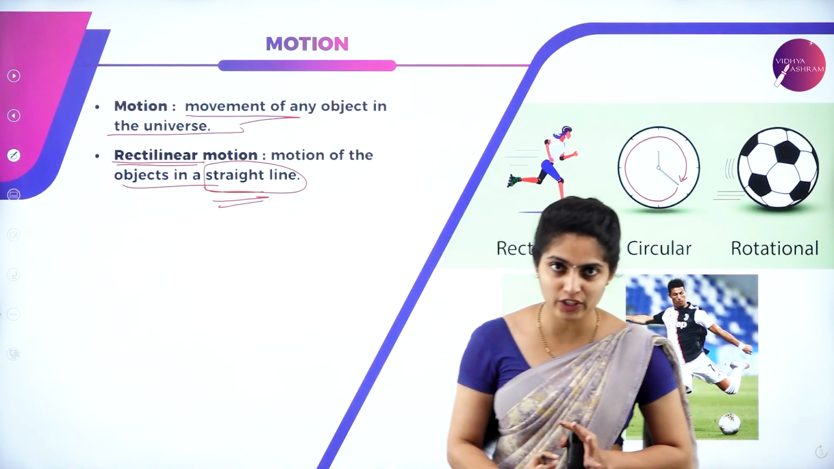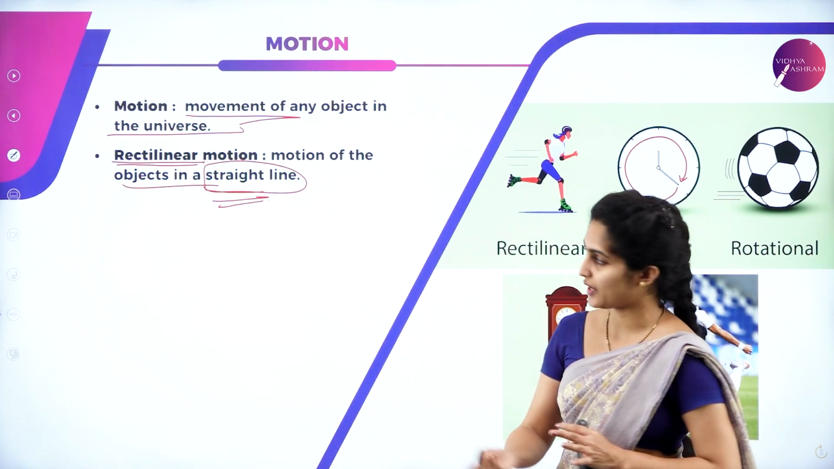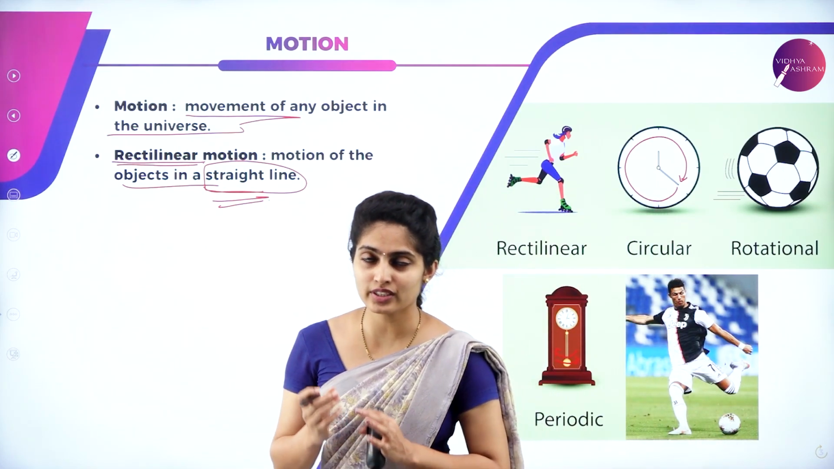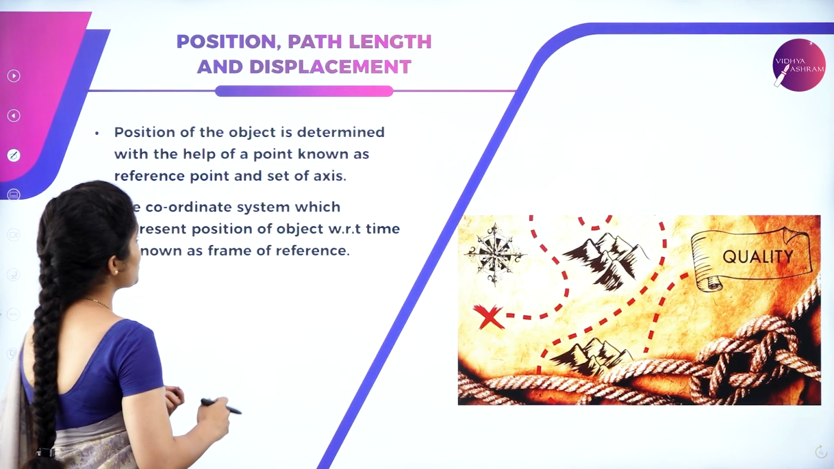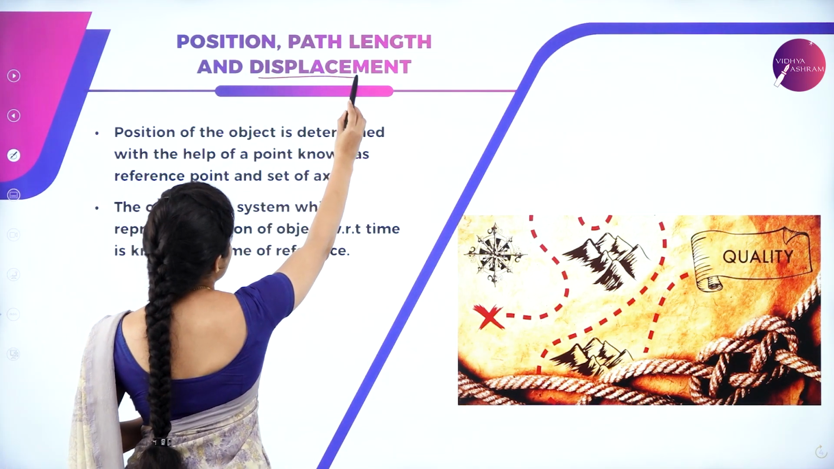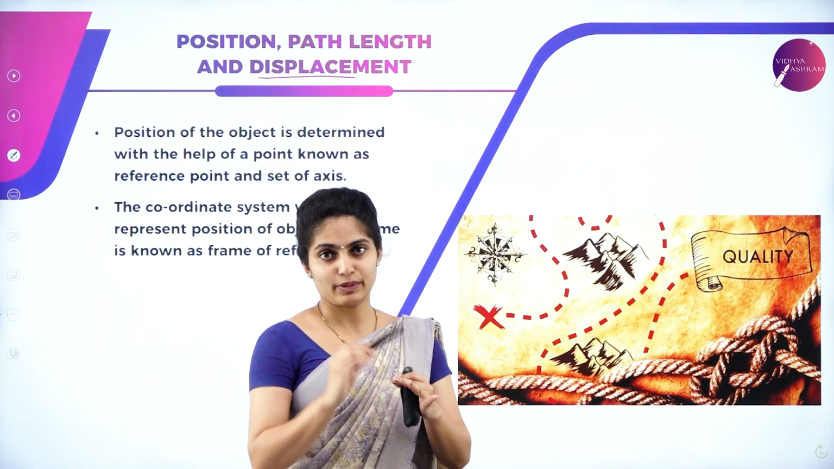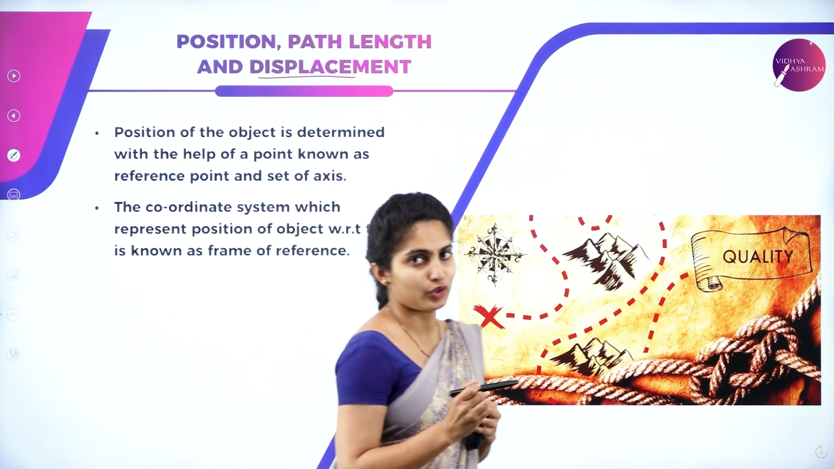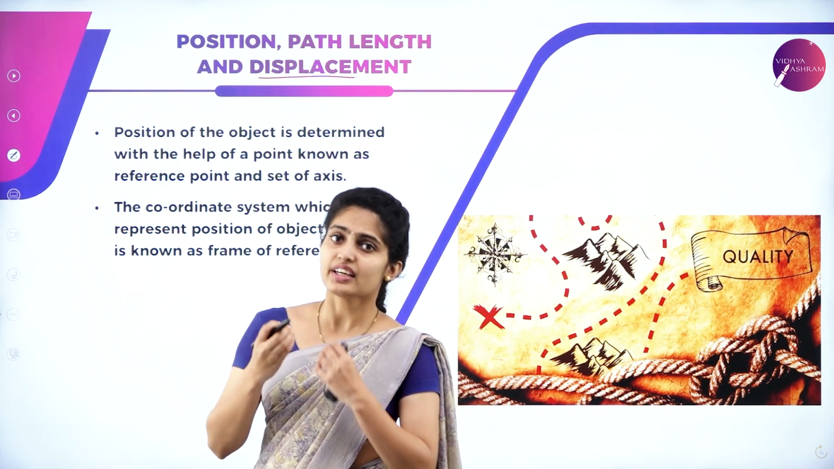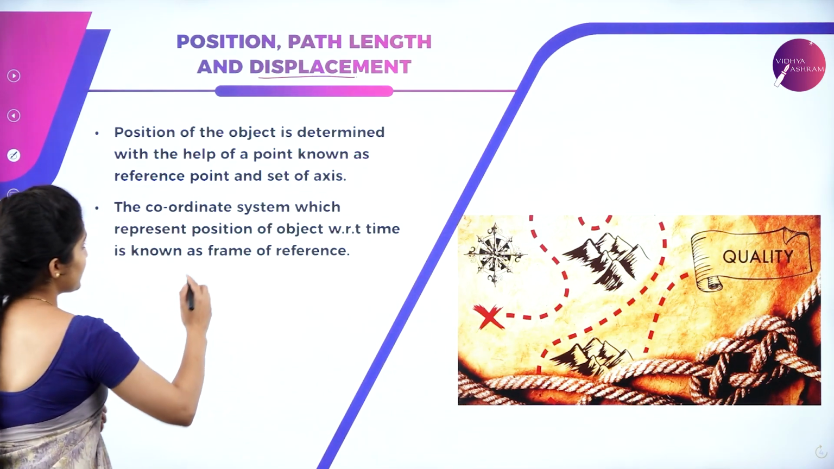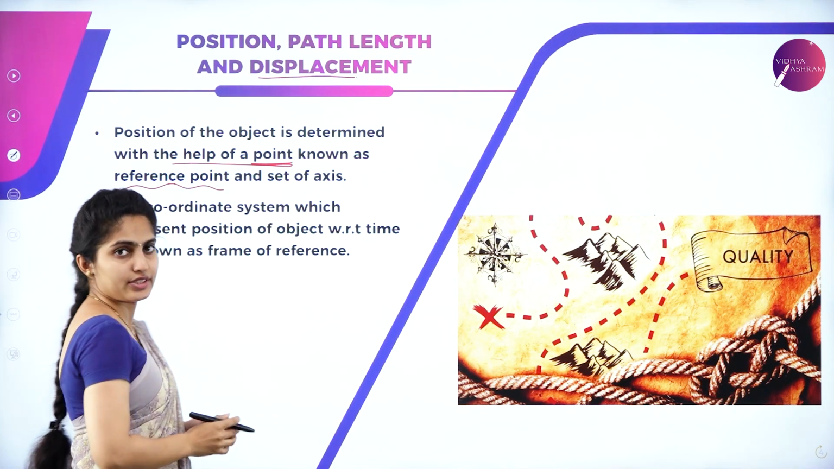Motion means movement of any object which is at rest, that is by applying a force in order to displace the object. Next is rectilinear motion which follows the straight path. Next we are getting on to position, path length as well as displacement. Okay, there is position, path length and displacement. So this is one of the important concepts that you have to know. So here, how exactly do we refer to the position of the object? It is determined with the help of a point, and that is known as the reference point.